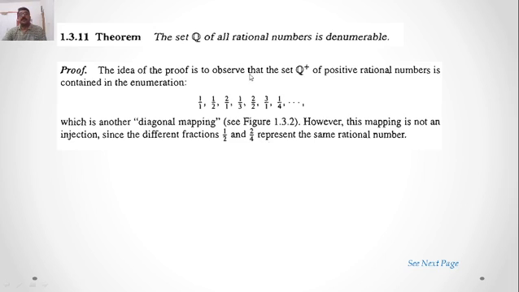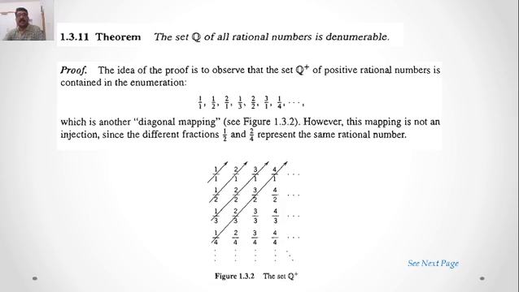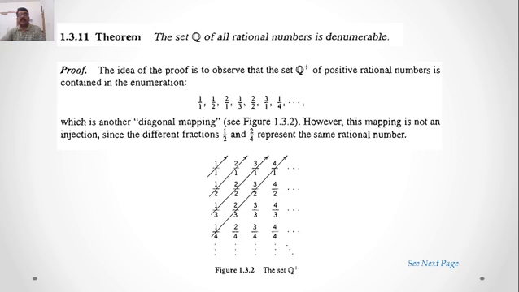The idea of the proof is to observe that Q plus, the set of all positive rational numbers, is a denumerable set first. To prove the set of all rational numbers is denumerable, we will prove first the set of all positive rational numbers is denumerable. The set of all positive rational numbers you can list in a rectangular arrangement: rationals with denominator 1, then rationals with denominator 2, like that.